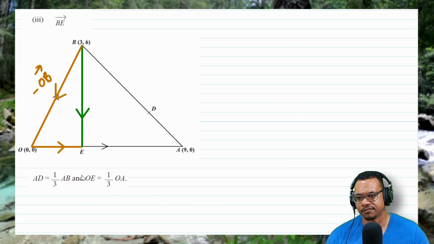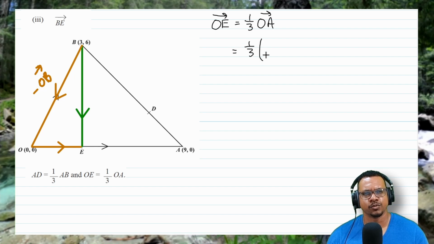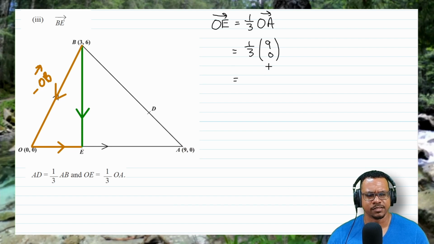Now, if you recall, they gave us this information that AD was 1/3 AB and that OE was 1/3 OA. So O to E is 1/3 O to A. So let's work that out. O to E is equal to 1/3 O to A. So that's 1/3, and O to A was (9, 0). That's the coordinates of A, and just make it a column matrix. So that's just 1/3 by 9 and 1/3 by 0. We should know 1/3 by 9 is just dividing 9 by 3, and you're going to get 3. So that's (3, 0). So that's O to E.